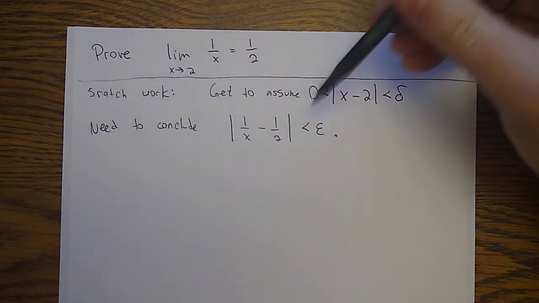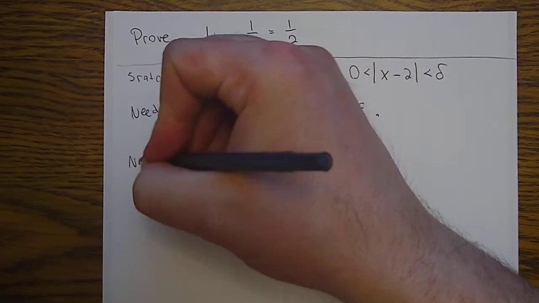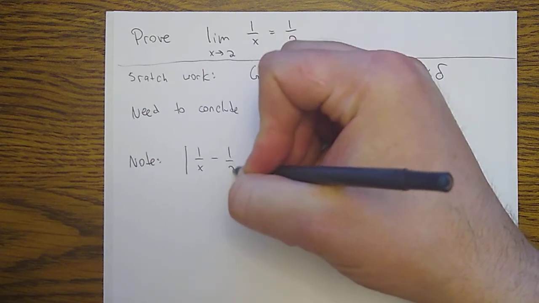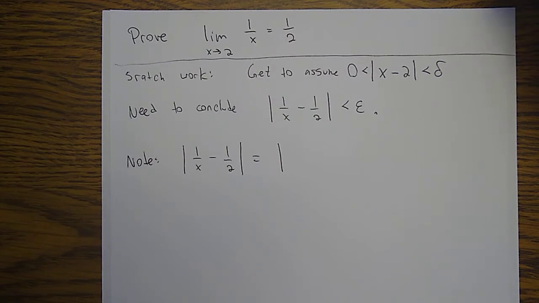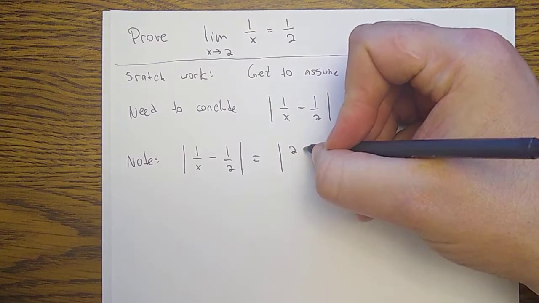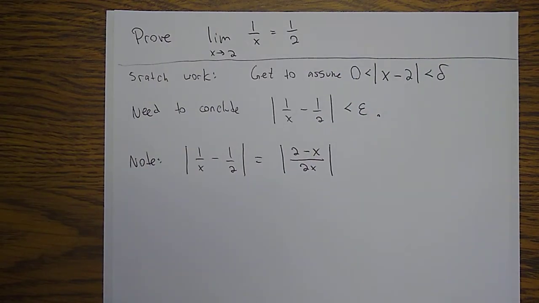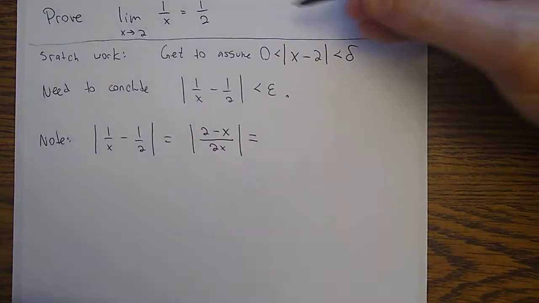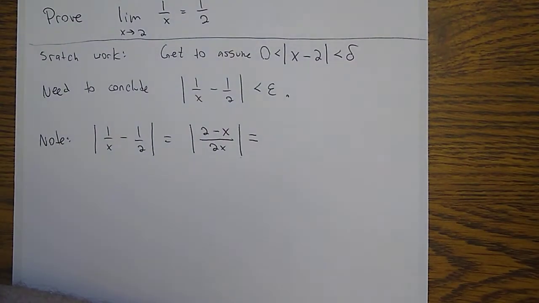And what did we do last time? I took this and I did some algebra to it. So this is, why don't I get a common denominator? I would get 2 minus x over 2x if I get a common denominator, right? Now, okay. So an absolute value of a fraction, I can just do the absolute value of the top and the bottom separately.